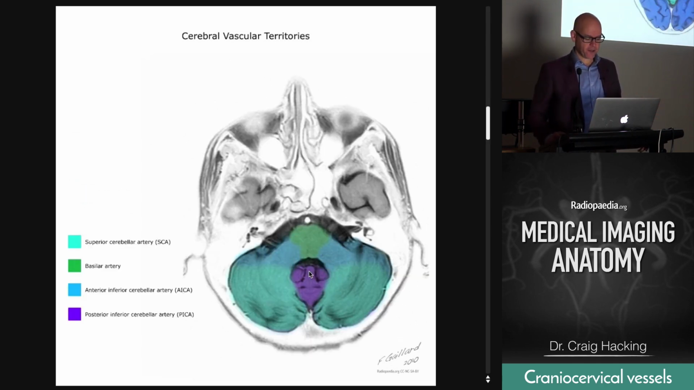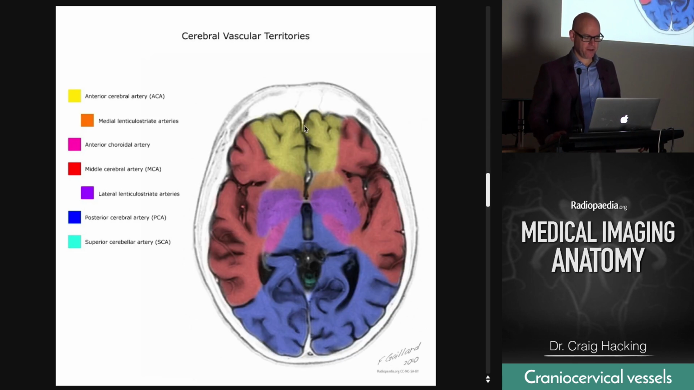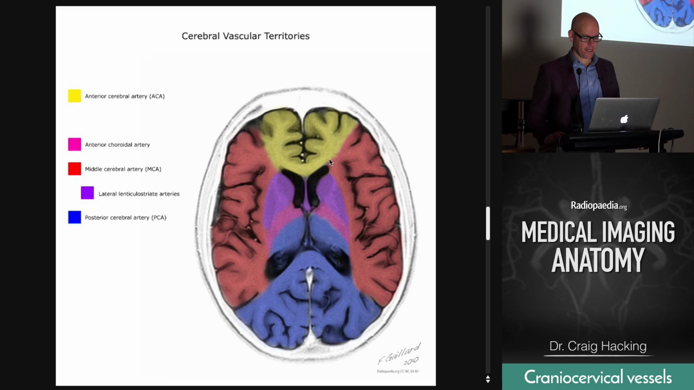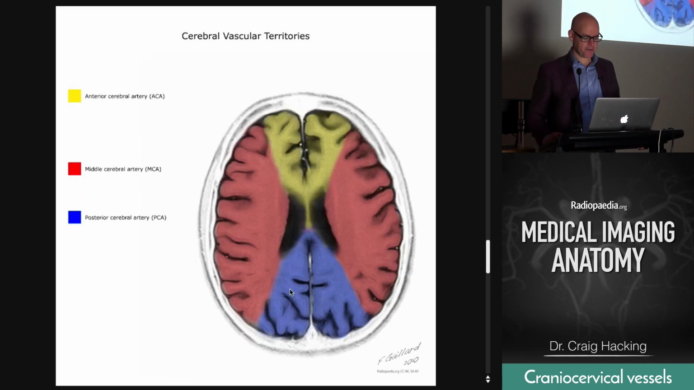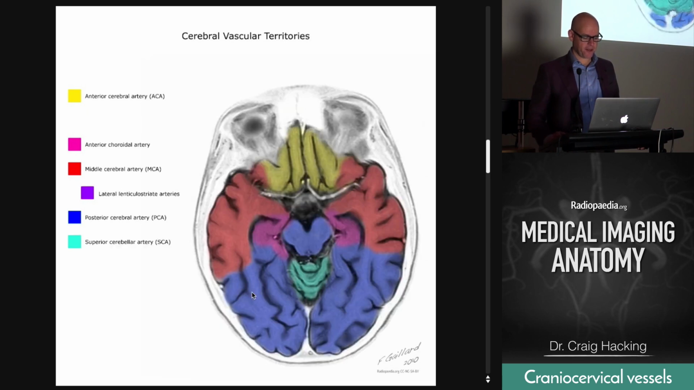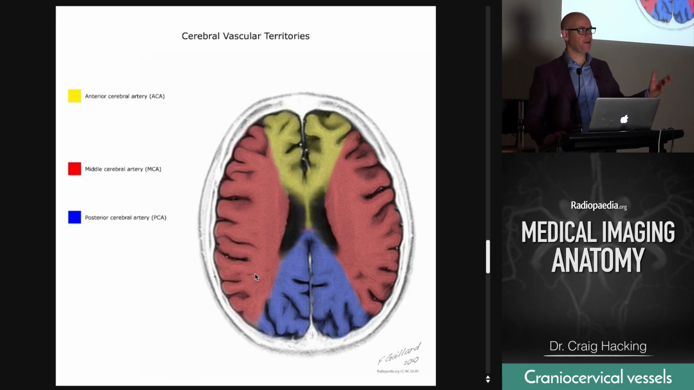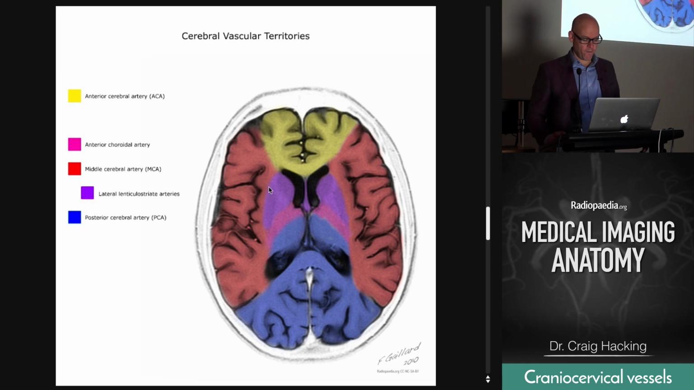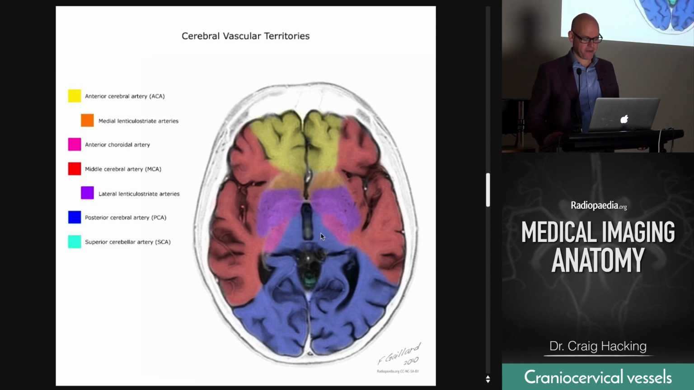And above the tentorium, you can see the classic medial aspects of the frontal lobes being the ACAs. See it there, getting the genu of the corpus callosum. The PCA supplying the posterior aspects of the brain, occipital lobes, and the splenium of the corpus callosum. And then the big wedge of tissue supplied by MCA. So MCA is a very dominant vessel, and that's why we see 9 out of 10 strokes will be MCA involved.